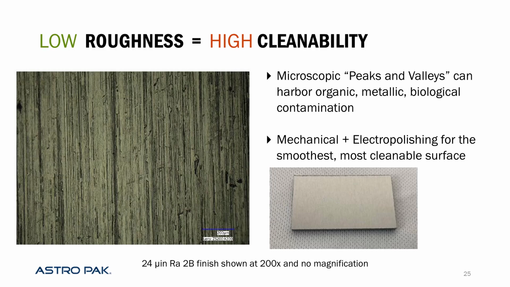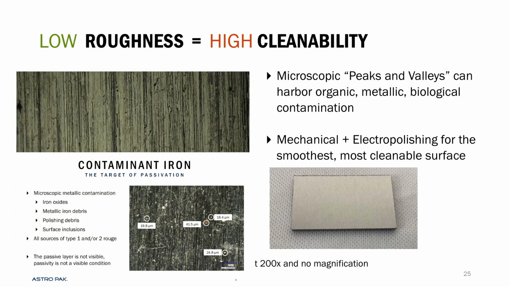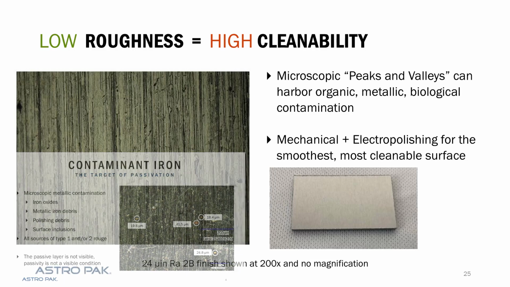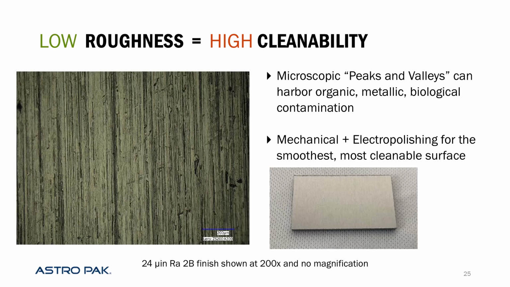This is a 2B finish right here. This is the R&D coupon I mentioned on like slide 2 with the microscopic particles of iron on it, the like 40, 25 micron particles. Pretty clean to the naked eye. Here it is at 200x. Those are the microscopic peaks and valleys of the mill finish line.